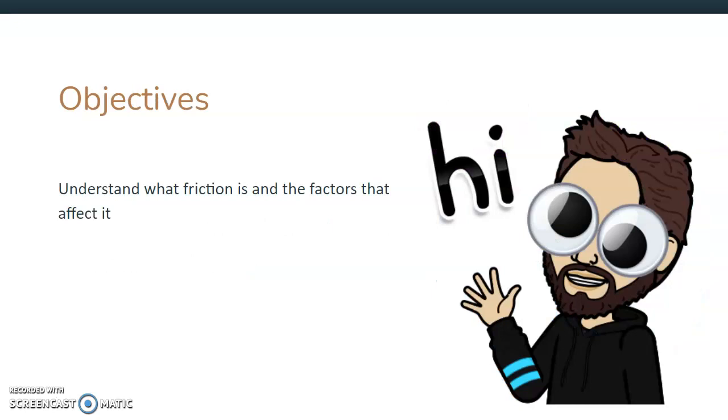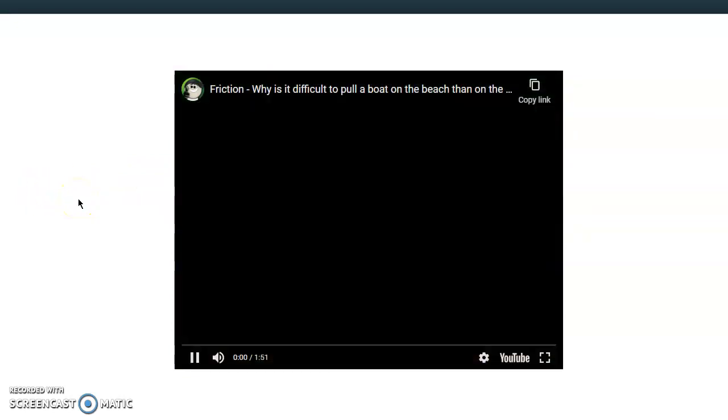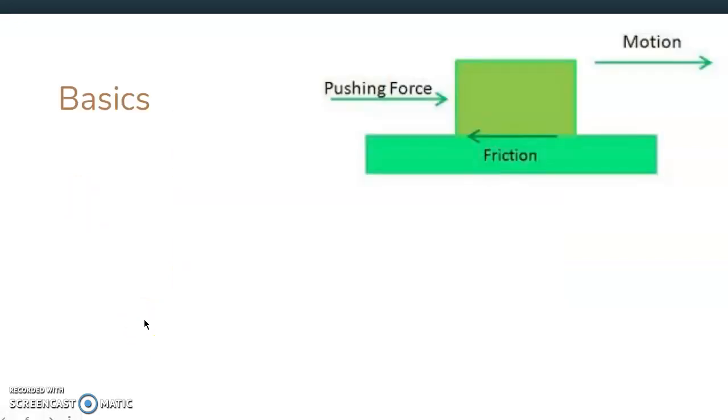So our objectives by the end of the day are to understand what friction is and the factors that affect it. We also want to be able to give an example of how friction is used. So this video will be linked in our classroom as always. I think it's an interesting, fun and good explanation of how friction works. Only a 2-minute video, so real quick.